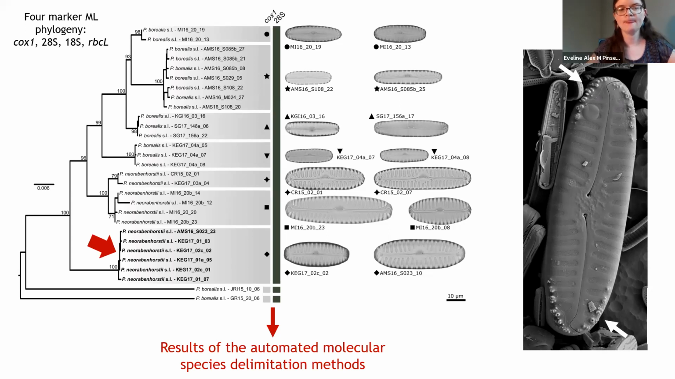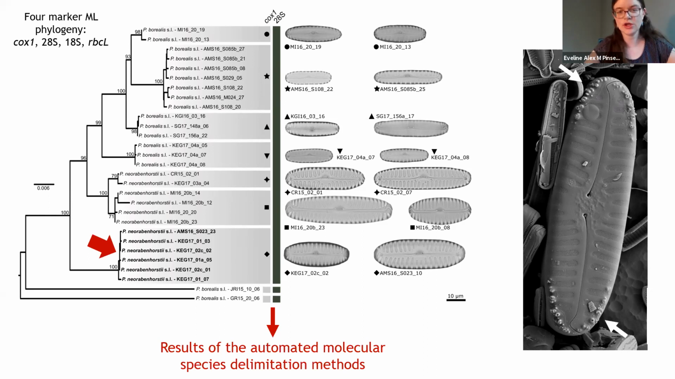So we decided that COX-1 is much more likely to show us the real species number and not 28S. This does not mean that these species do not differ in their 28S sequence. They actually do, but they just don't differ enough for these automated molecular species delimitation methods to recognize them as different species.